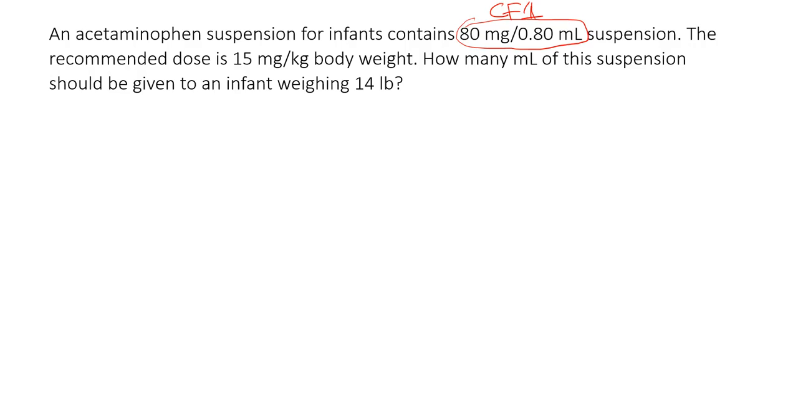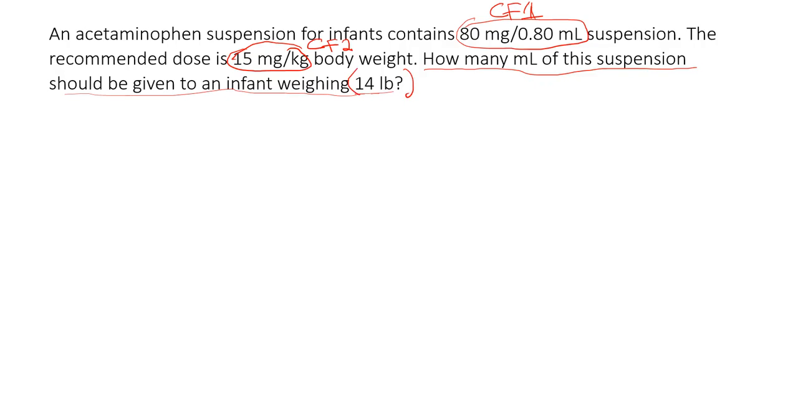The recommended dose is 15 milligram per kilogram. This one is conversion factor 2. So what is your given quantity? For you to know your given quantity, follow the statement that has the actual question. So the actual question is, how many milliliters of this suspension should be given to an infant weighing 14 pounds.